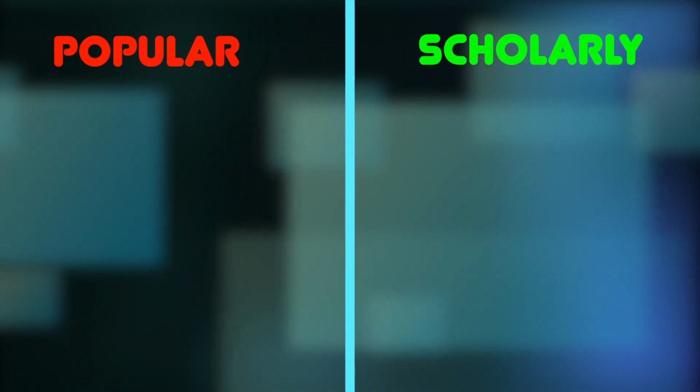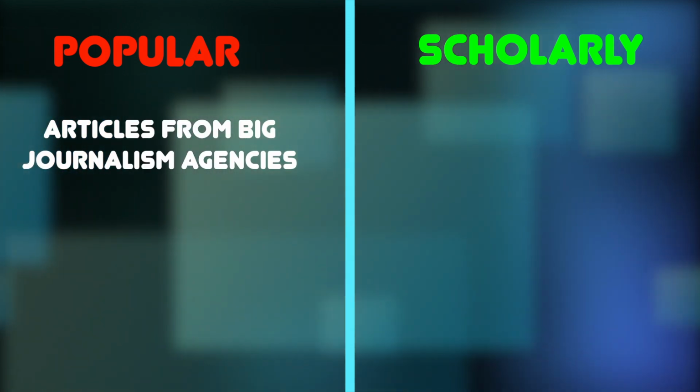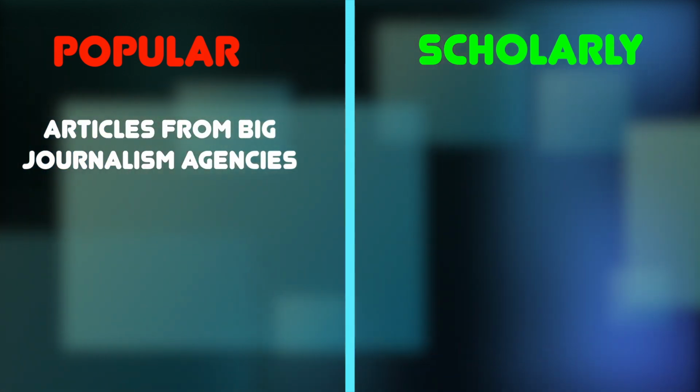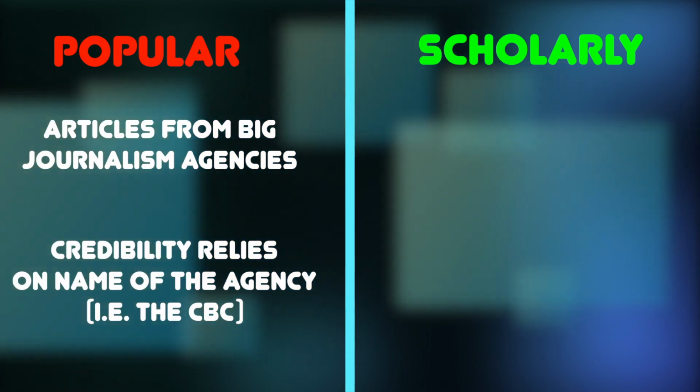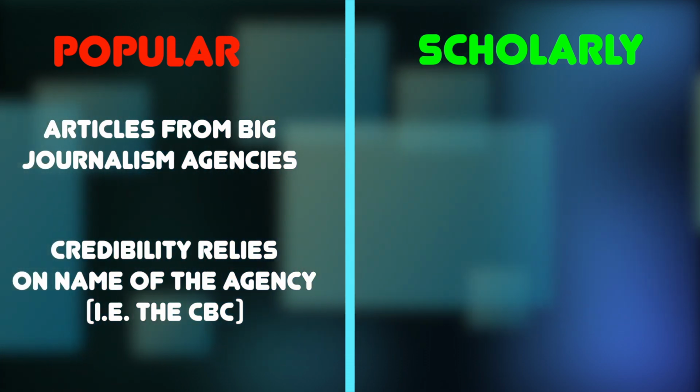Okay, right off the bat, I want to make one very clear distinction. There are 2 main types of sources you'll see this year: popular and scholarly. Popular sources are like news articles from big agencies like the CBC and the CNN. The credibility of these sources relies on the big name associations that they come with, like the CBC and CNN.